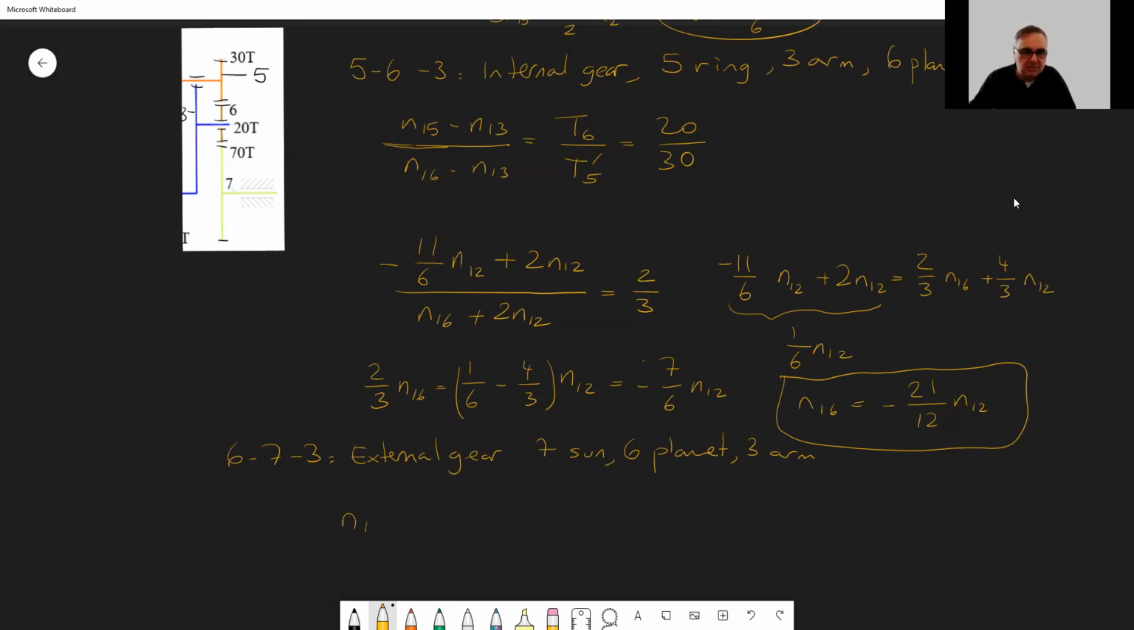So you can write n1, let's say 7 minus n13 divided by minus 2, 6 over 7, which is minus 3, 6 is 20, and this is 7. N17 minus N13 is 2N12 plus 2N12. N16 is this one, minus 21 over 12 plus 2N12 minus 2 over 7.